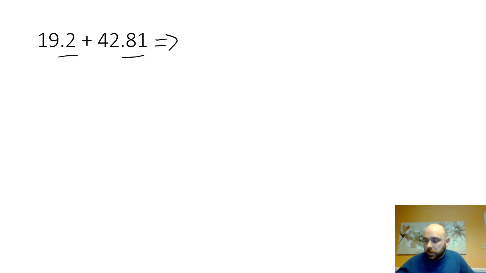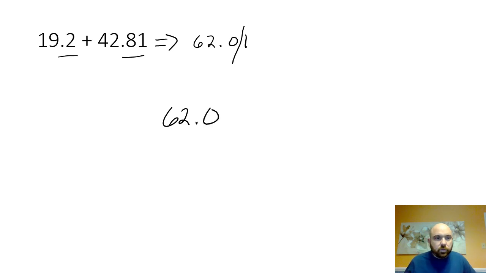When we punch it into our calculator, we see that the answer to this evaluation is 62.01. But we need to round our number to the lowest number of decimal places from our calculations, and that would be the one decimal place in 19.2. So we're going to round this number to one decimal place, remembering that 1 is not above 5, so the 0 will not change, and so the answer to that one in the correct amount of significant figures is 62.0.